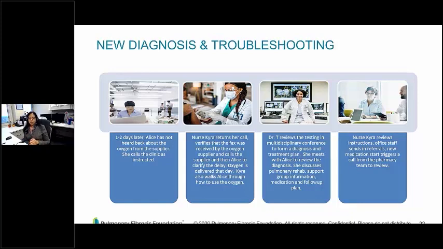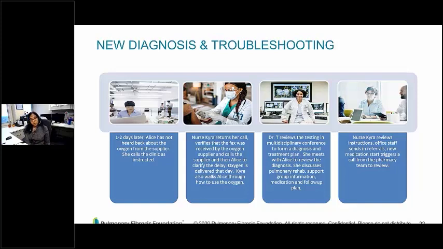T has gone through the rest of the testing that's been done, and then presented Alice's case in the multidisciplinary conference that we mentioned before to come up with a consensus diagnosis and that initial treatment plan. So she meets with Alice to review the diagnosis and then discusses a treatment plan to make sure that this is something that works for Alice, and then discusses some additional options of pulmonary rehab, support group information, medications that she's thinking about prescribing, and then, what are we doing for follow-up?